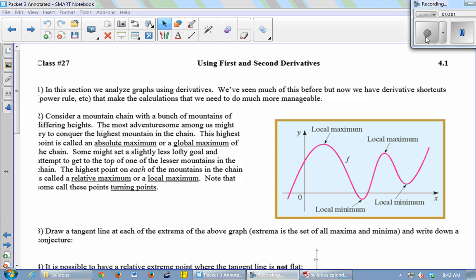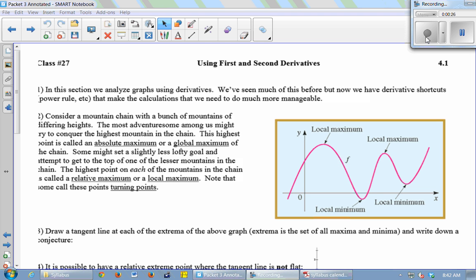About using first and second derivatives to analyze the graph of a function. We've seen much of this before, but now we have lots of derivative shortcuts like the power rule, the product rule, the quotient rule, the chain rule, etc., that can make the calculations that we need to do much more manageable.